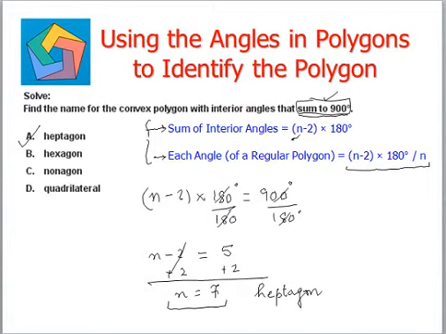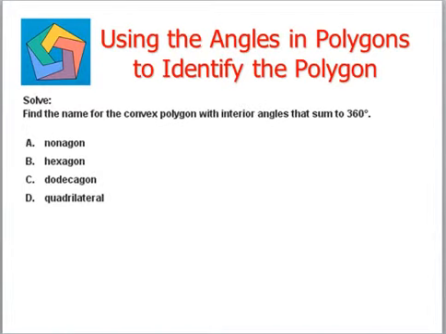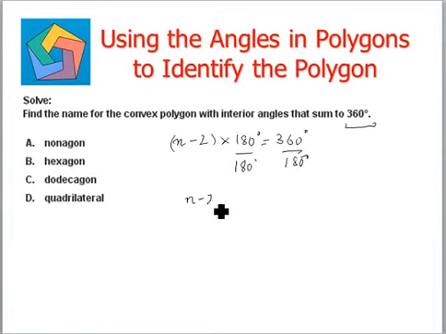Moving on to the next question. Find the name for the convex polygon with interior angles that sum to 360 degrees. So we'll use the first formula, because the sum is given to us. That is (n minus 2) times 180 equals the total sum, that is given as 360 degrees. The first step is to divide by 180 on both sides. So we are left with n minus 2. 360 divided by 180 is 2. So n minus 2 equals 2.